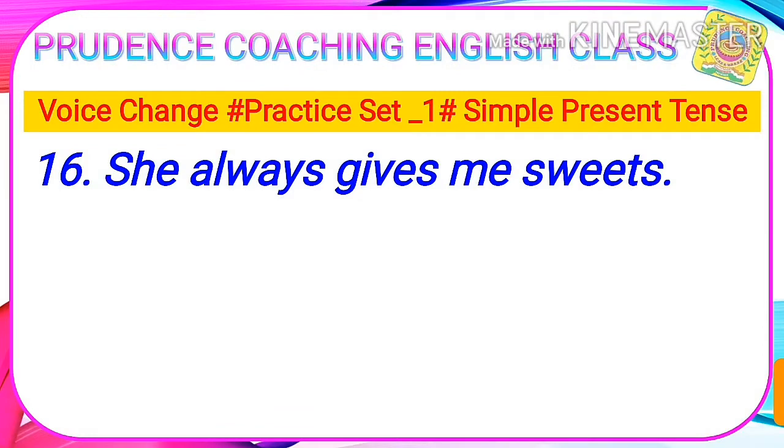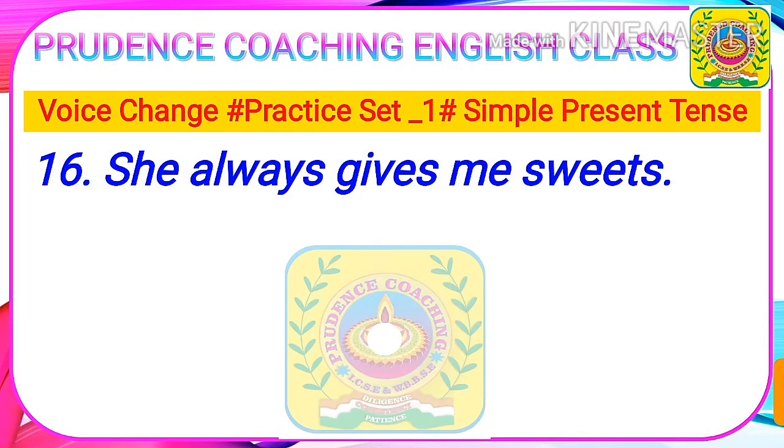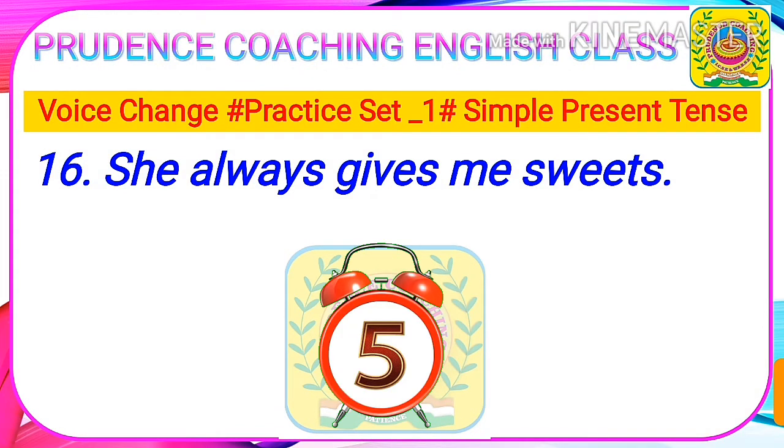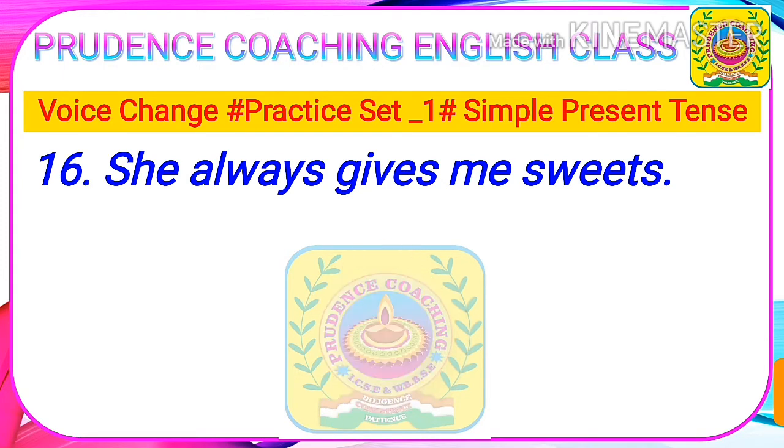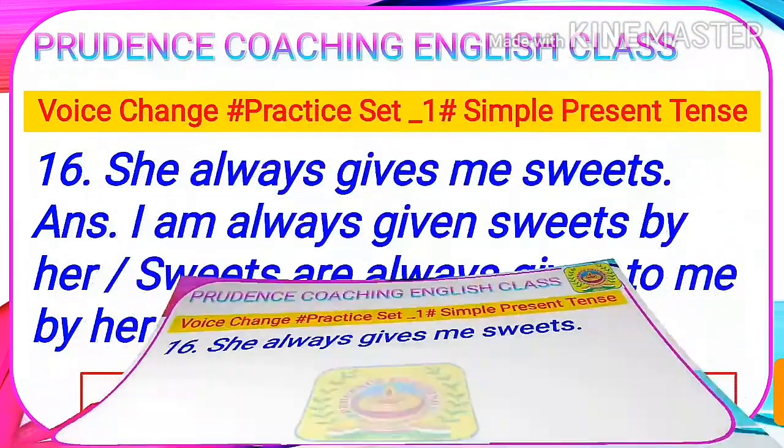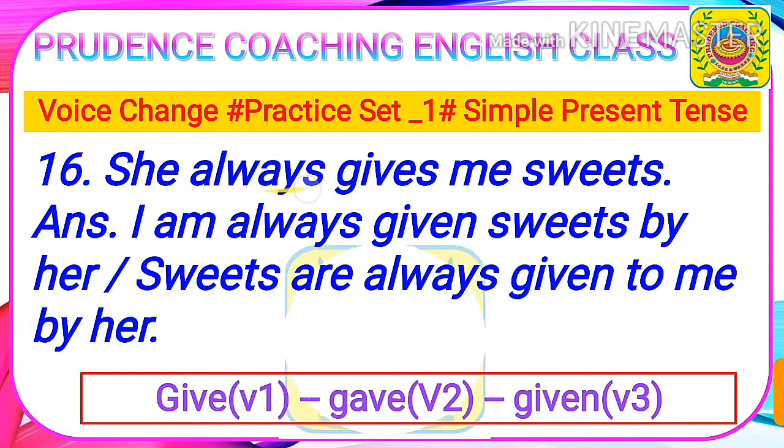Number 16 is she always gives me sweets. Start. Time's up. Let's check the answer. Here we have she, which is the subject, always is the adverb, gives is the verb, which is in simple present tense, me is the indirect object, and the direct object is sweets.